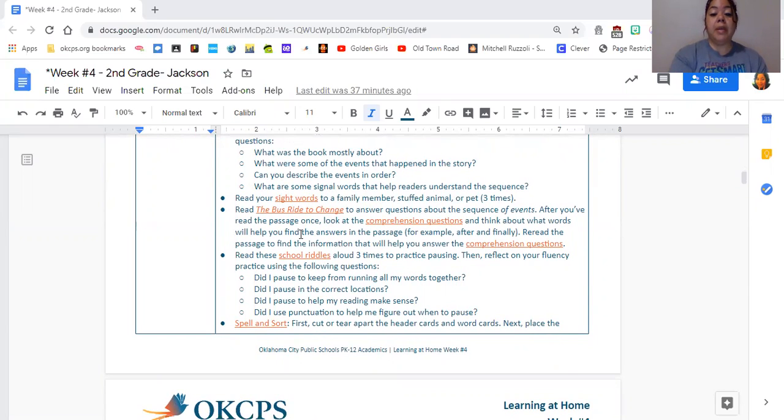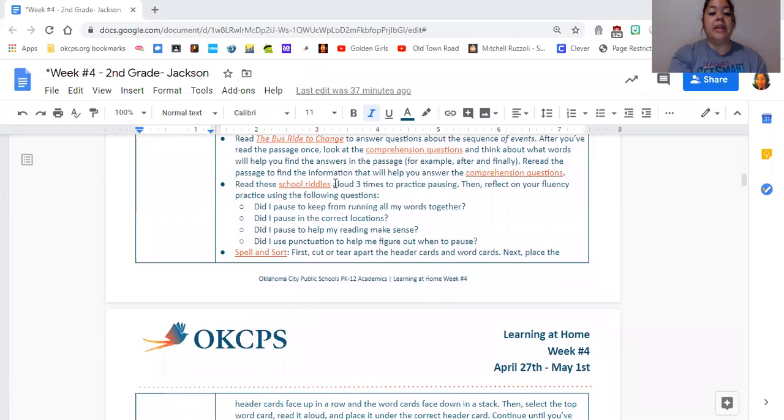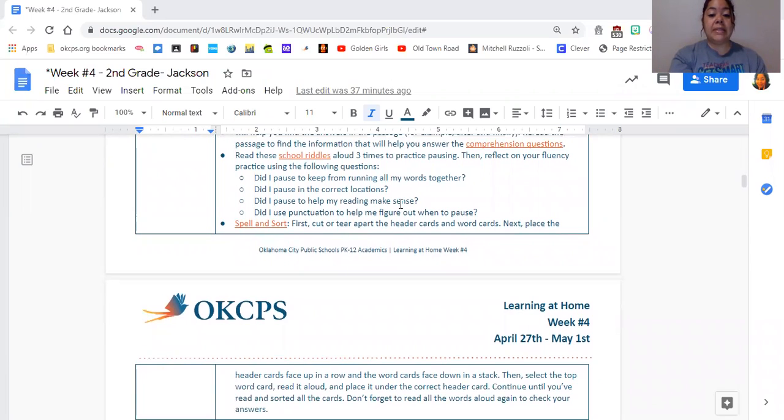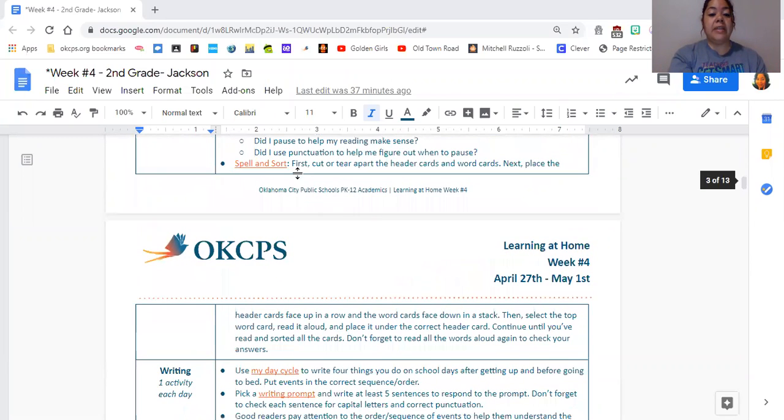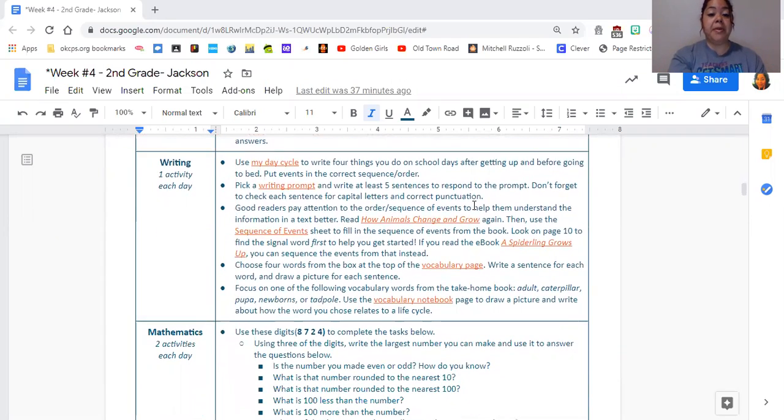You could read a story about Rosa Parks and then answer the comprehension questions that follow. When you click on the orange words, those links will pop up for you. There are some school riddles we would like you to read out loud 3 times to practice your pausing, and then reflect on your fluency practice using the following statements. Then there's a spell and sort that you will cut or tear apart, or you can write those words or make those cards on your own piece of paper.